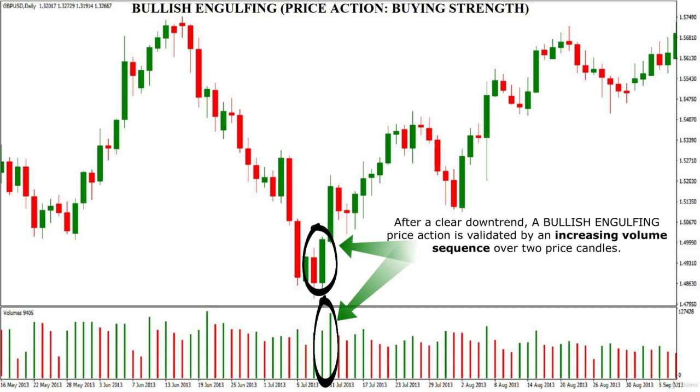The same rule applies to a bearish engulfing pattern too, as increasing volume over the two candles validates the bullish and bearish engulfing price action.